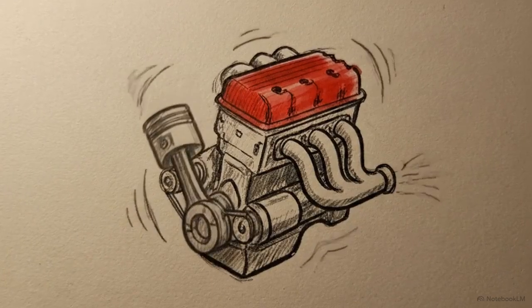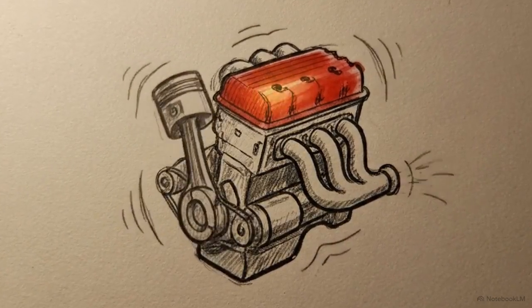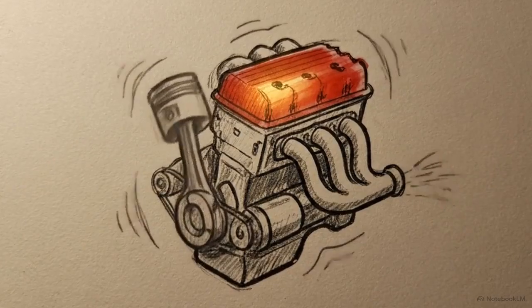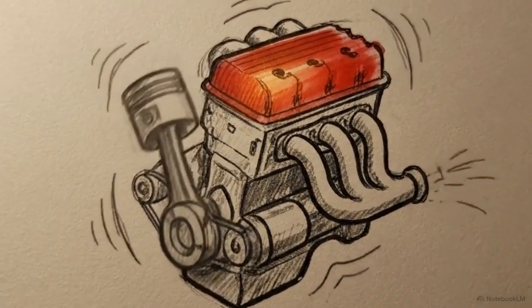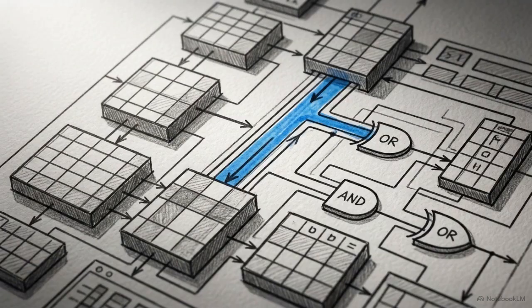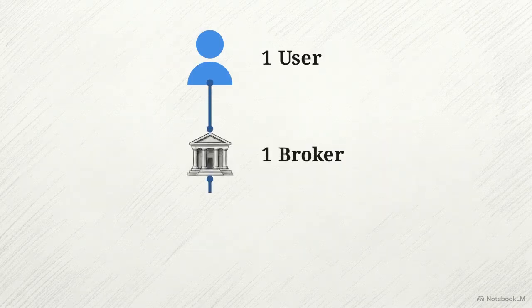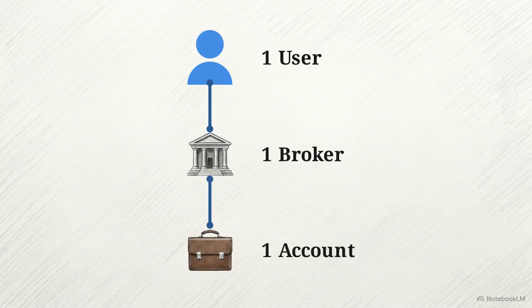Look at this engine pushing past its red line. That's what happens when you force MetaTrader 4 to do something it wasn't built for. MT4 is the global standard for Forex trading, but its core architecture is rigid. The software was coded for a strict one-to-one relationship, one user logging into one broker, managing a single account.